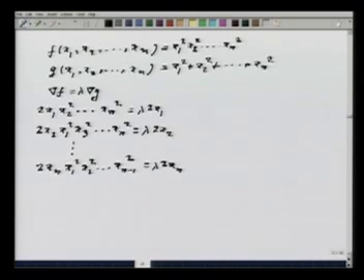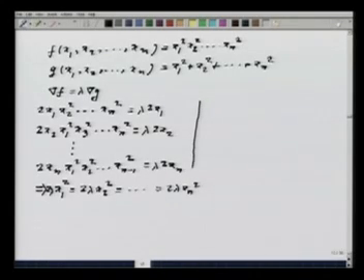Okay. Now after this, what I do is multiply these equations. The first equation I multiply with x1, the second equation I multiply with x2, and the last equation I multiply with xn. Once I do this, this implies that 2 lambda x1 square equals 2 lambda x2 square up to 2 lambda xn square.